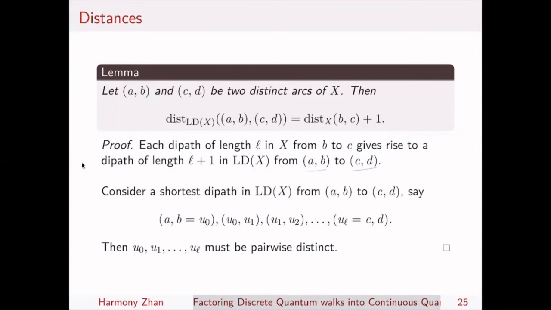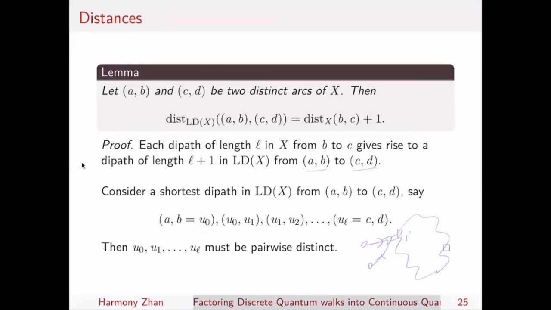For the other inequality, we take the shortest dipath in the line digraph from ab to cd, and let's say it consists of a sequence of these arcs. Then my claim is all the heads here must be distinct from each other, because if they are not, then we will see two arcs coming into the same head, u_j. But then I can just remove the entire portion between these two arcs to create a shorter dipath. That forces a contradiction. So that shows this inequality.